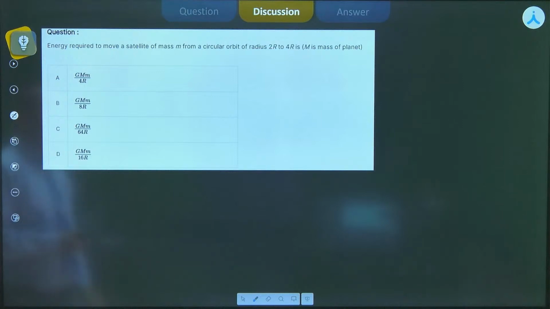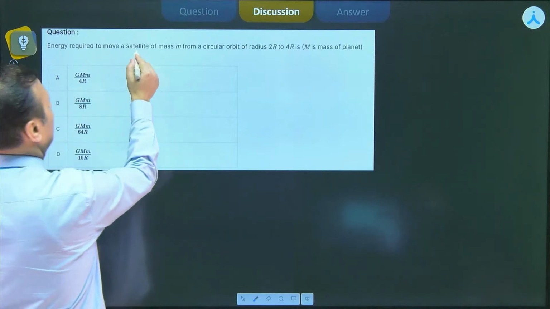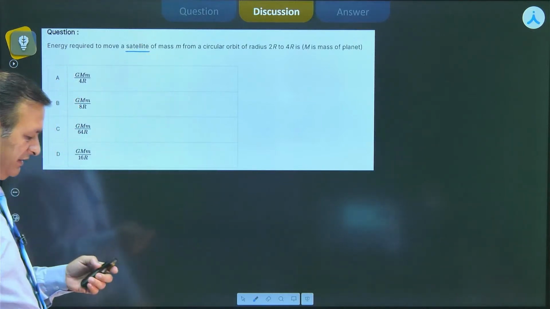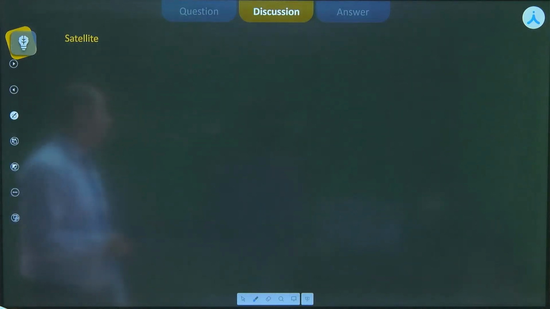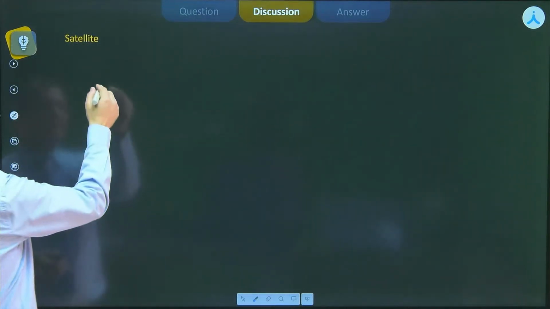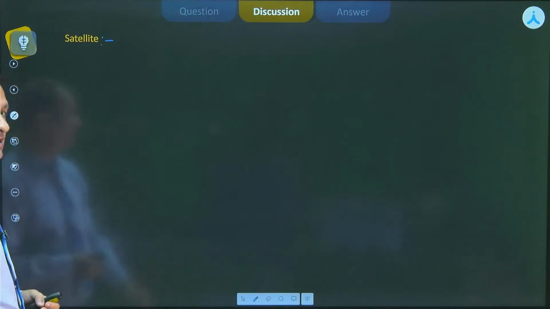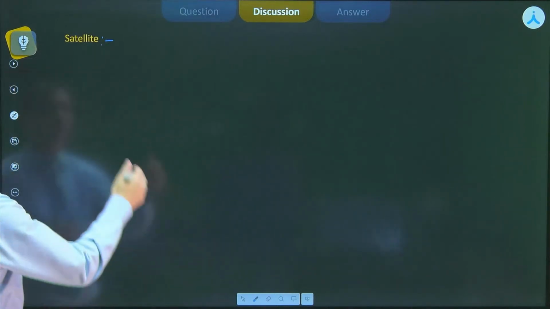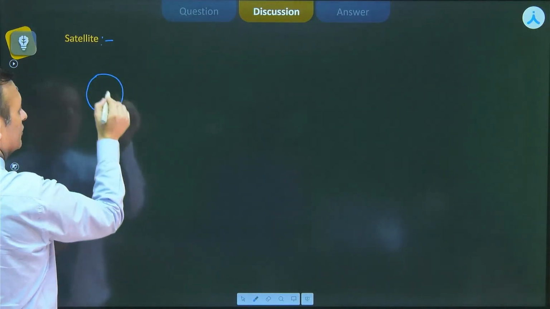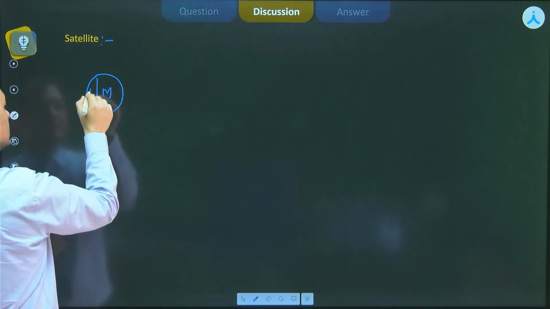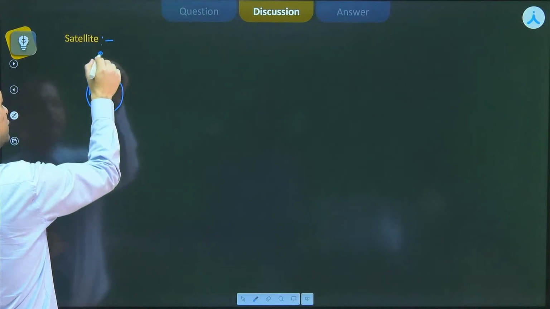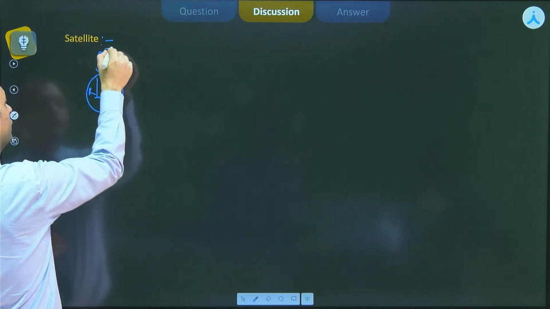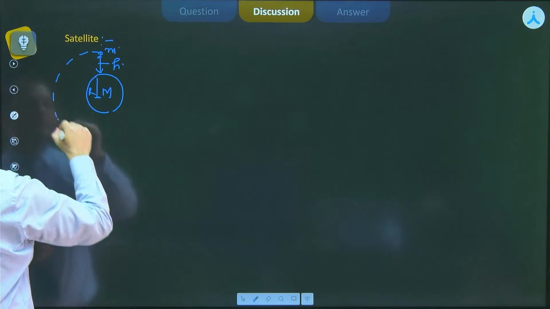Energy required to move a satellite of mass m from a circular orbit of radius 2r to 4r. Now, to move a satellite, I think I should discuss the satellite first. So what do you mean by a satellite? Any planetary body that revolves around Earth in a well-defined orbit is called a satellite. Let's suppose this is your Earth of radius r, height h. So here the satellite is orbiting.